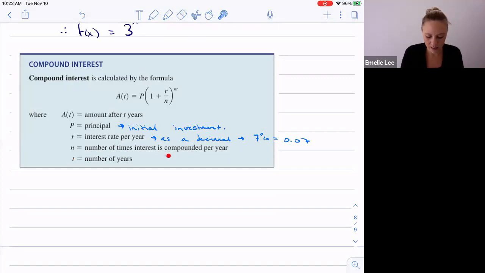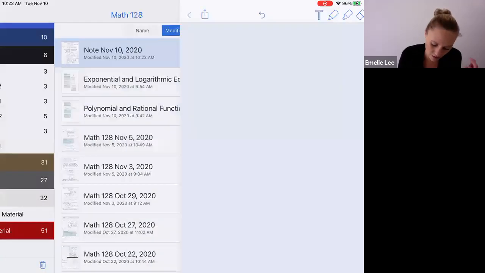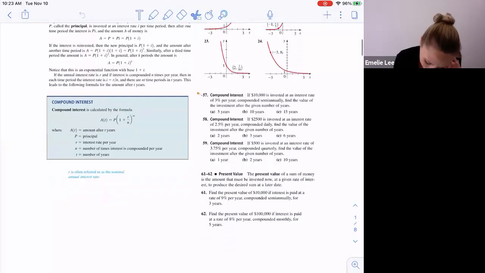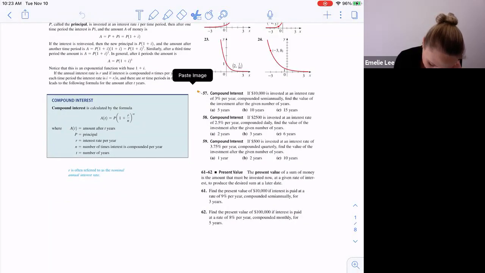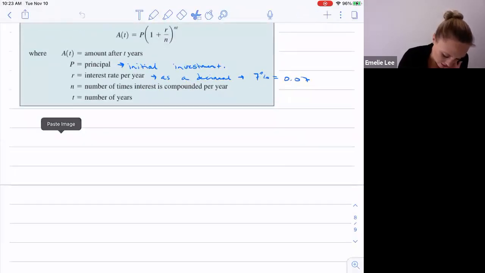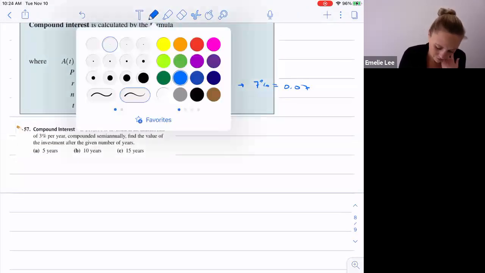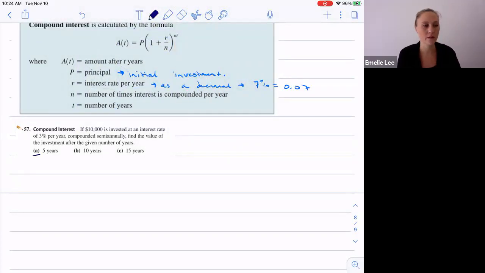N is the number of times interest is compounded per year. So in our example, if the bank is compounding monthly, then we're compounding 12 times per year. And then the T is the number of years. So how many years is your initial investment sitting there for? Okay, so let's do just a quick example. These are all the same. Let's just do one of these.